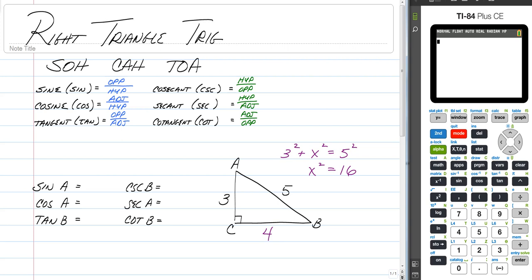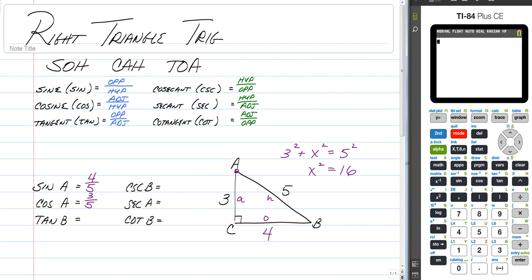So now we need to talk about what is the sine of A. When you're taking the sine of A, you're standing on angle A, and we have our adjacent, our opposite, and our hypotenuse. So sine is opposite over hypotenuse, so our answer is 4/5. The cosine of A. Cosine is adjacent over the hypotenuse, so it would be 3/5.